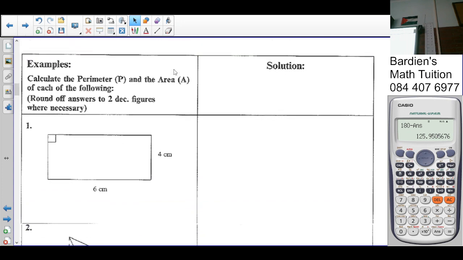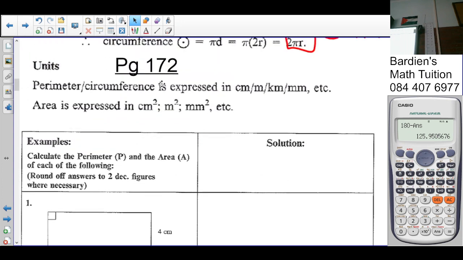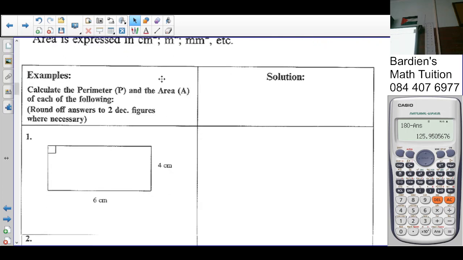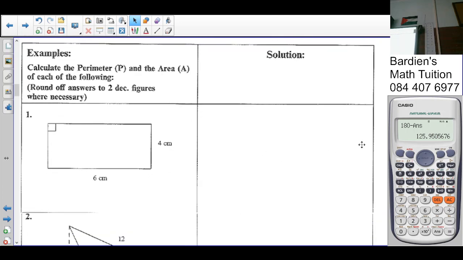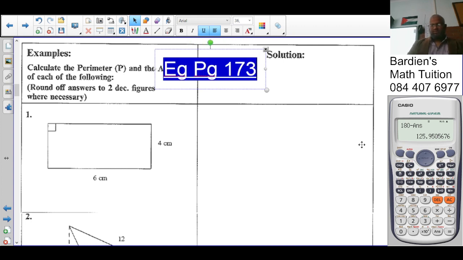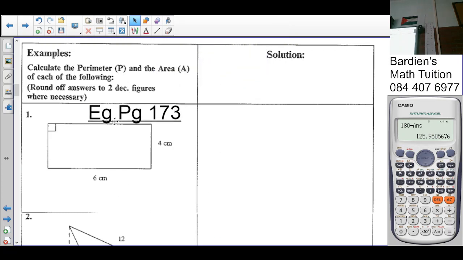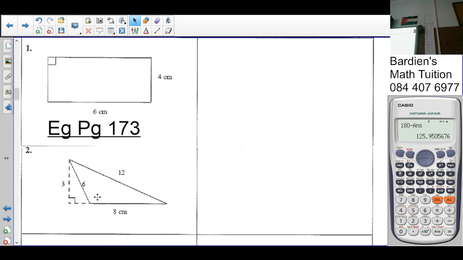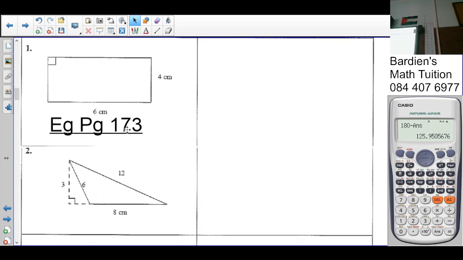Right. Which page are we on now? 173. Okay. These are examples on page 173. Write down the first one. With the information that I gave you, it says calculate the perimeter and the area of each of the following. Round off answers to 2 decimal figures when necessary. Okay, so there's the first one. What type of shape is this? Right, so do the perimeter and the area of this rectangle.